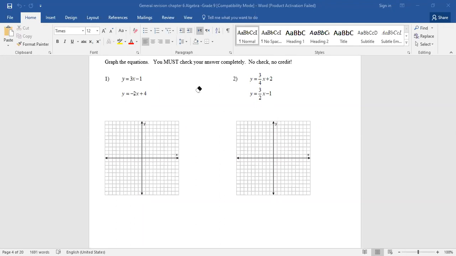We have 3 cases, right? Which case is this? y equals 3x minus 1, y equals negative 2x plus 4. The first slope equals 3, the second negative 2. They intersect at 1 point, which means we have only one solution. Can you tell me the 3 cases?